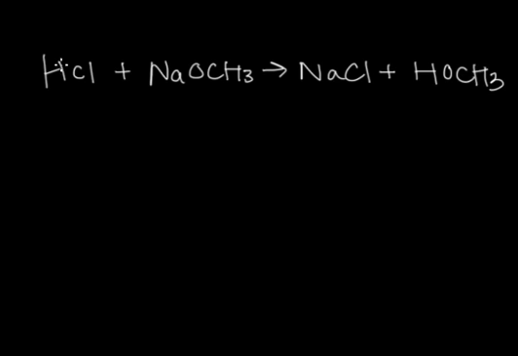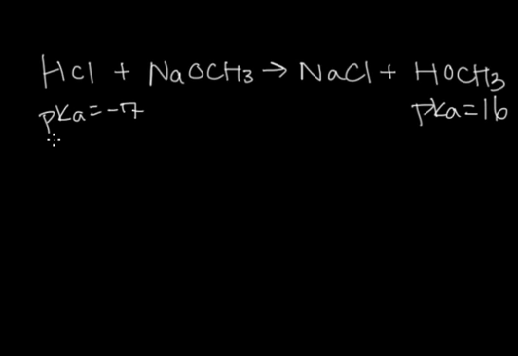And suppose that we were given that the pKa of hydrochloric acid was -7 and the pKa of methanol is 16. From this information, calculate the change in Gibbs free energy of this reaction. Try this problem yourself before continuing with the video and seeing the solution.